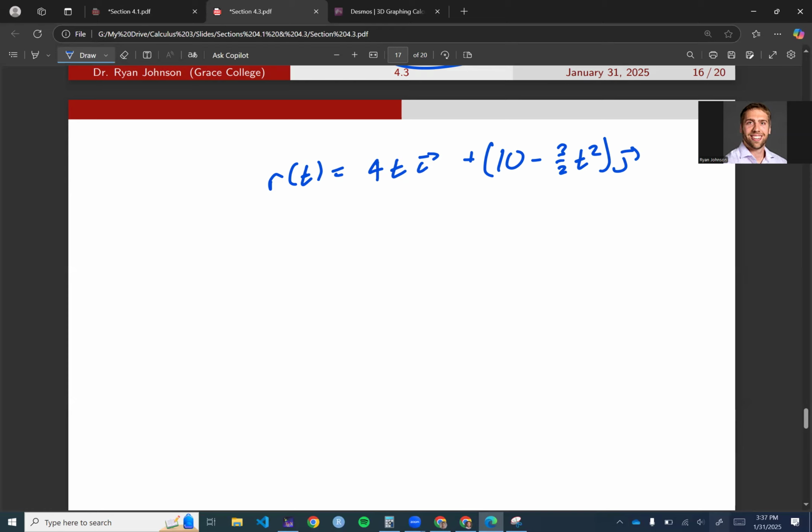Now I want us to find capital T and maybe even capital N if we have time. And we can also find the velocity and speed on our way to getting that, maybe even the acceleration.